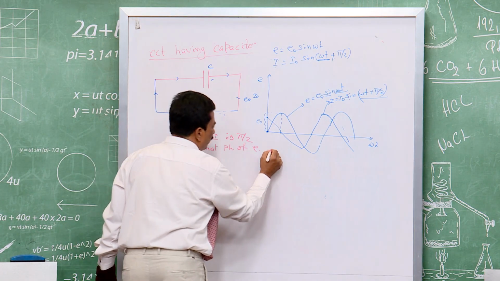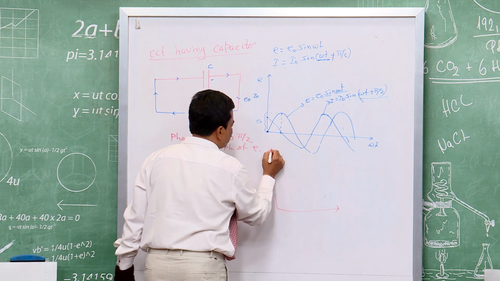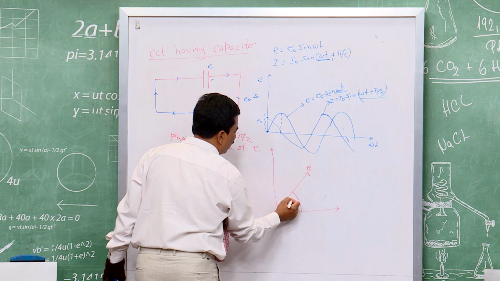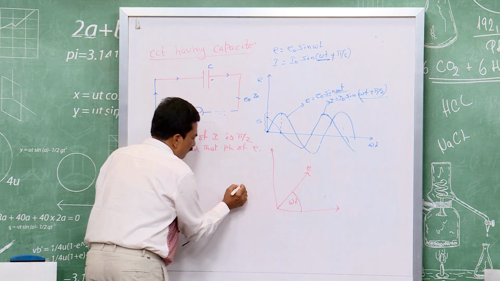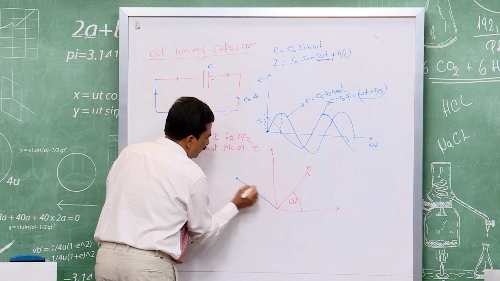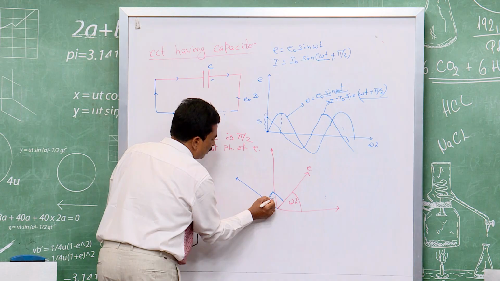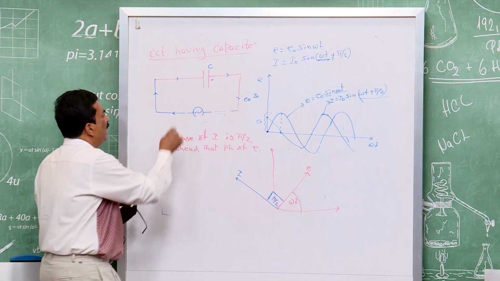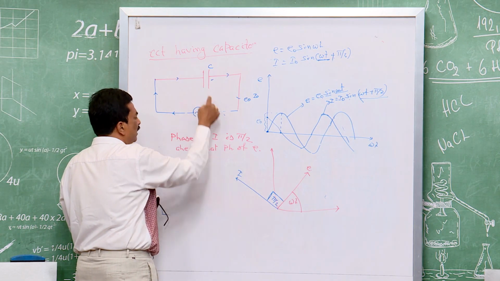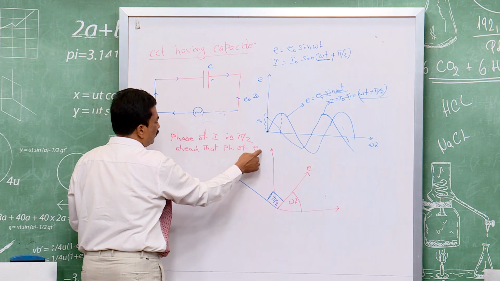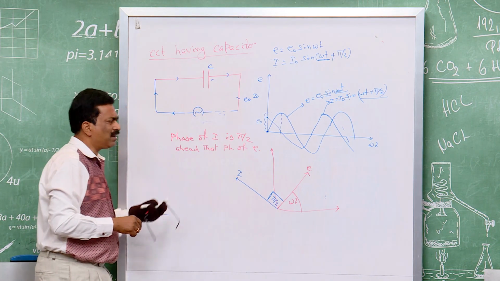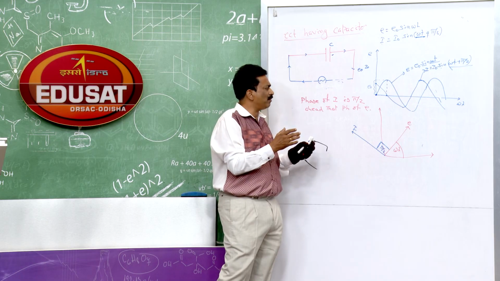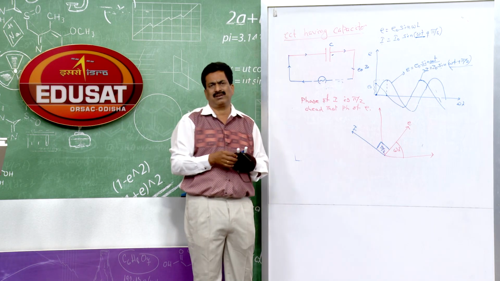So, if we plot the phasor diagram, E is at the angle of omega t, and from this to this is pi by 2, that is for I. Therefore, we come to the conclusion that if a circuit has a capacitor, the phase of I is pi by 2 ahead. If the circuit has an inductor, the phase of I is 90 degrees behind that of E. This is the comparison between the capacitor and the inductor.